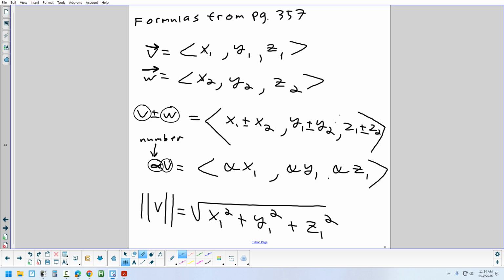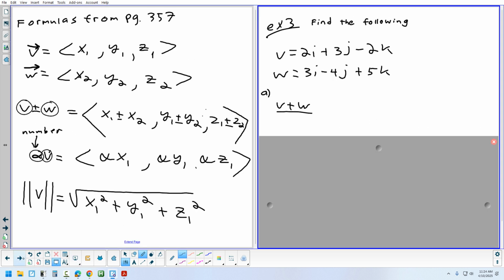Okay, we're not going to do an example of each one, but I'll go through 2 or 3 of the formulas right there. Right, let's start with adding. Okay, so this is a vector plus a vector. So the answer is going to be a vector? A vector. Yep, so we're looking for an i, a j, and a k in the final answer.